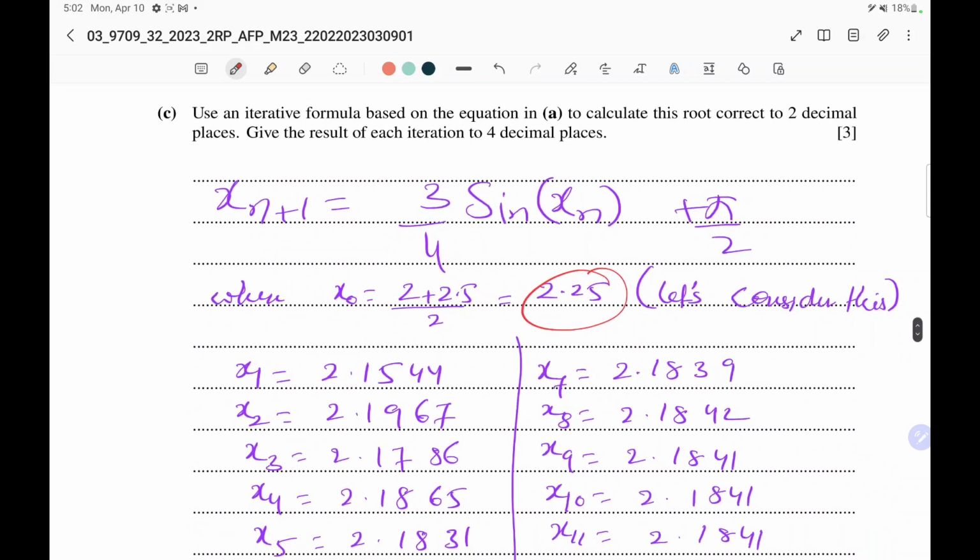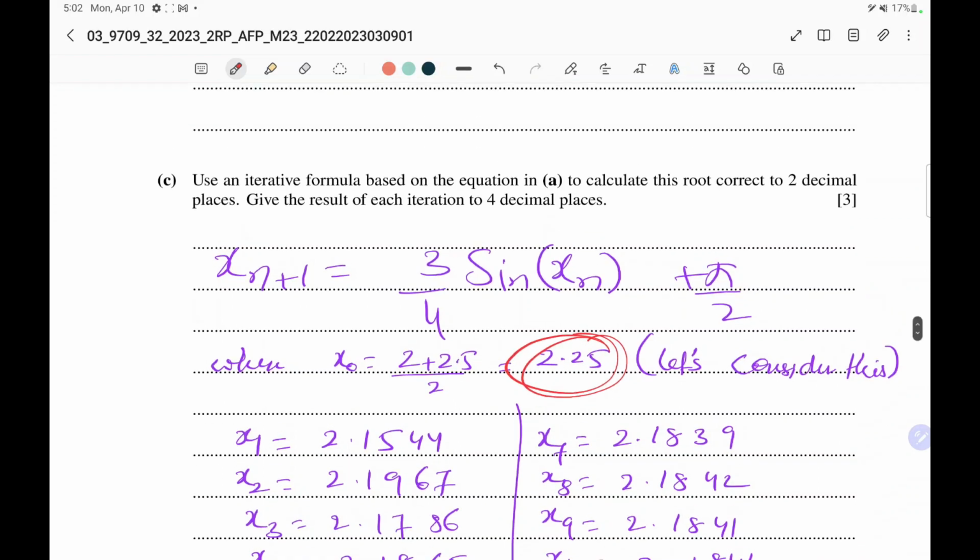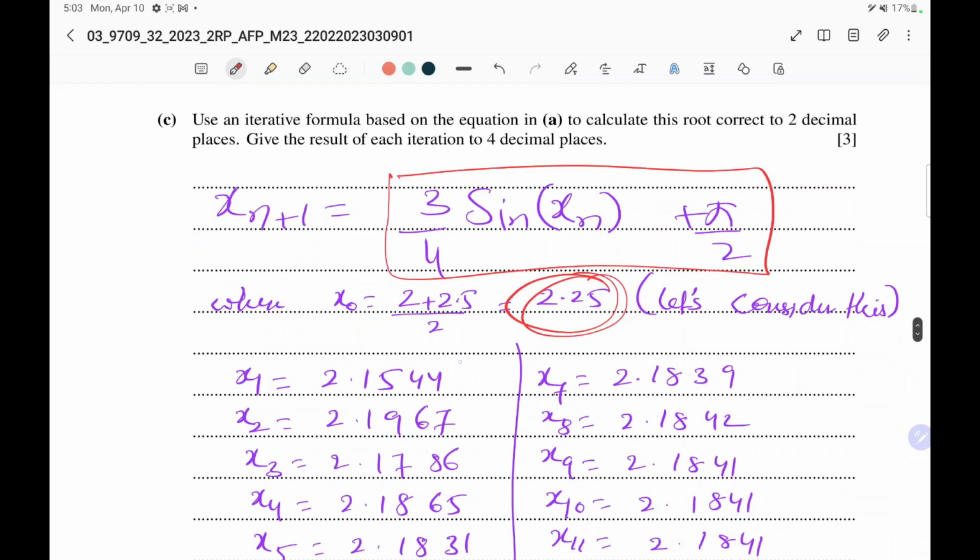And then we have to use the calculator. You know how to use the calculator. First you have to put 2.25 in the calculator, then press the equal sign and then write this formula, 3 over 4 sine answer plus pi over 2, and then press equal. When you press the equal button, you will get the first value.